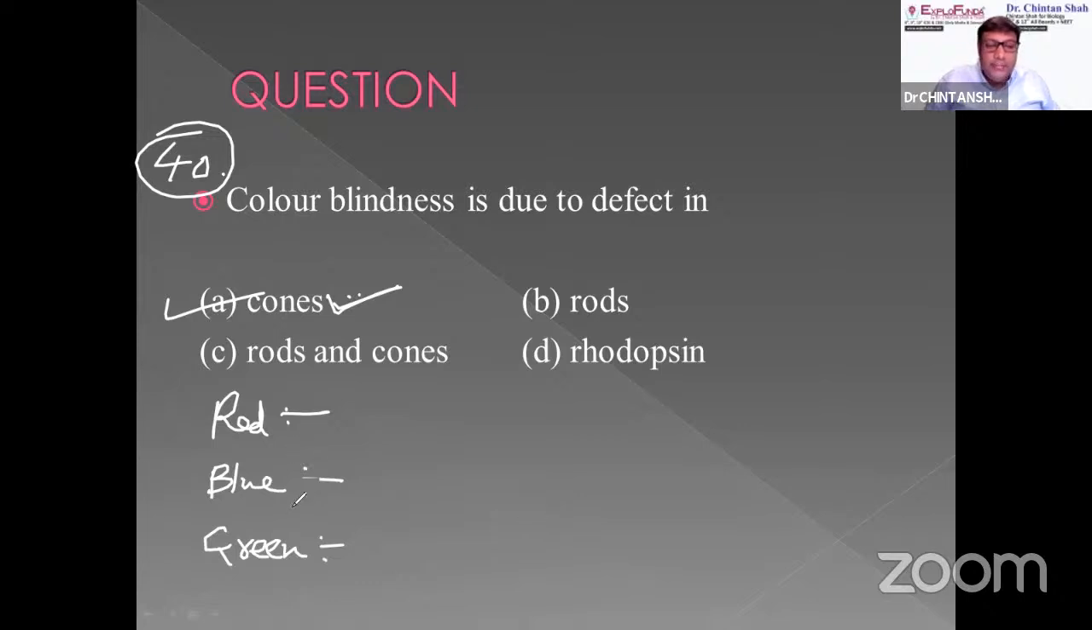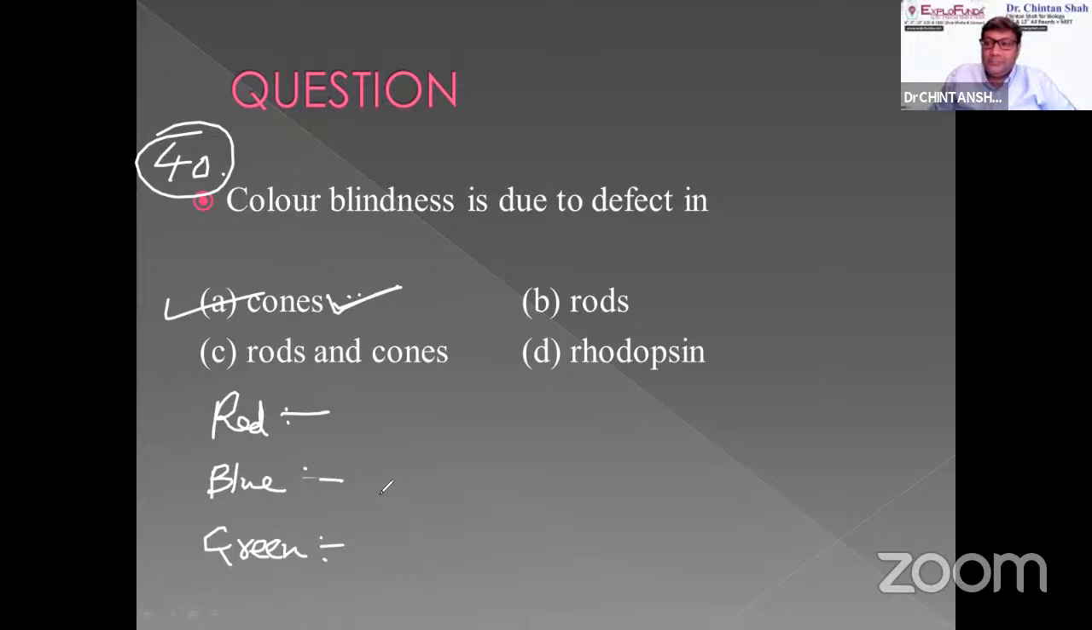Please write down the names red, blue, and green. So I'm waiting. So far, we have completed 40, and I'm going to complete this. Okay, I'm waiting for five counts. One, two, three, four, and five. Yes, I got it. No, rhodopsin is not red.